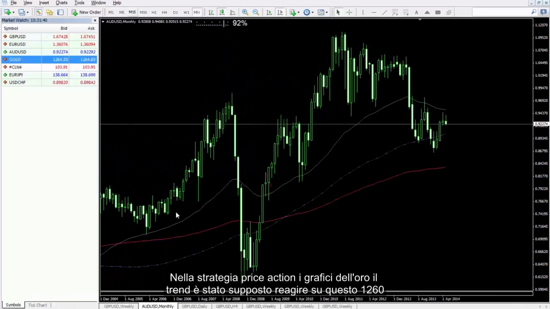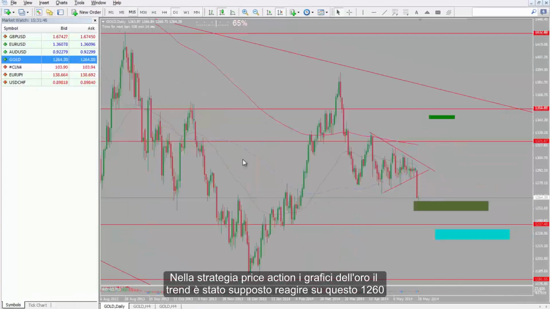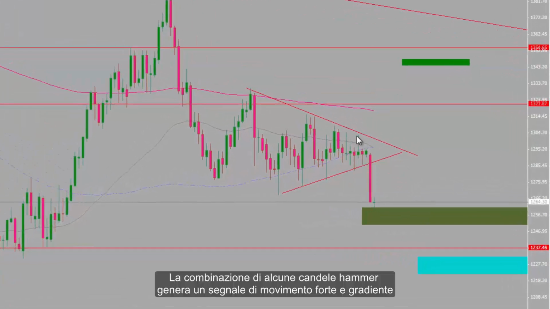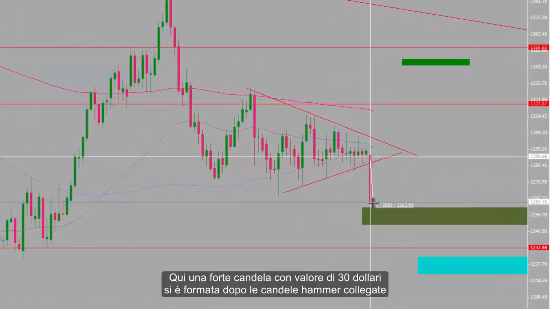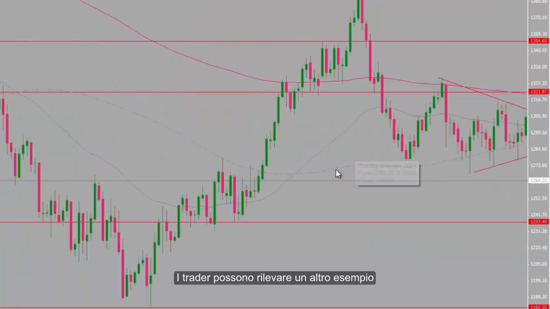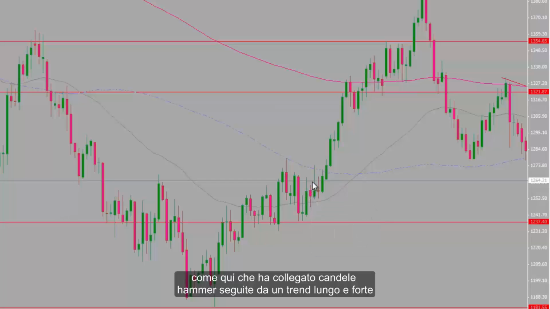In price action strategy on gold charts, trend was supposed to react on this 1260. A combination of some hammer candles generated a signal of sharp and gradient movement. Here, a sharp candle with the value of $30 has formed after connected hammer candles. A trader can detect another example, like here, that has connected hammer candles followed by a long sharp trend.